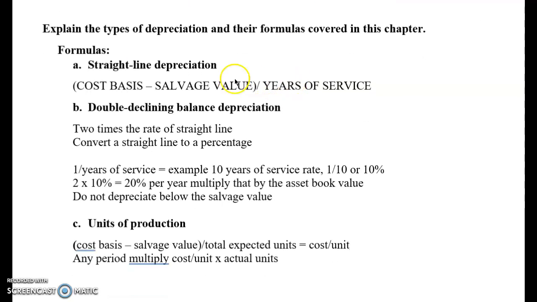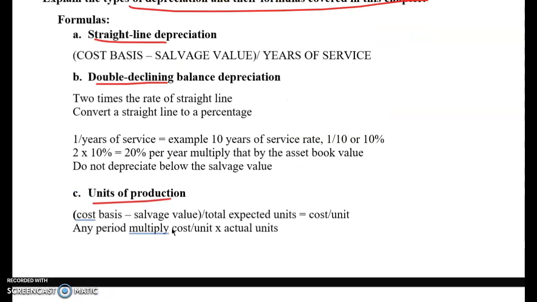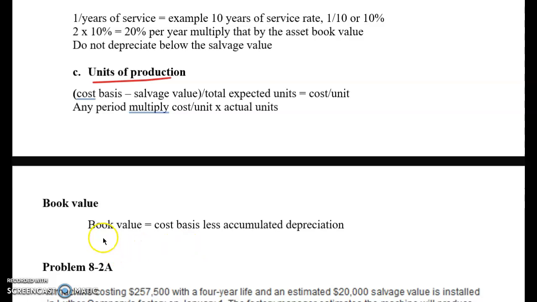All right, so we have different types of depreciation. There are many different ways of depreciating equipment. We can do what's called straight line. We can do what's called double declining. And then we can do what's called units of production. Before we talk about those, let's talk about book value. Book value is the cost less accumulated depreciation. So if you have a $10,000 piece of equipment and it has $1,000 accumulated depreciation, the book value is $9,000.